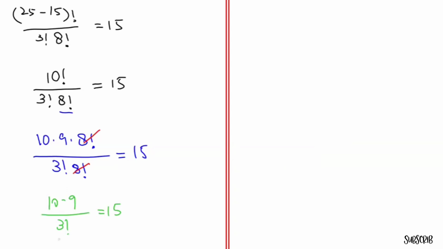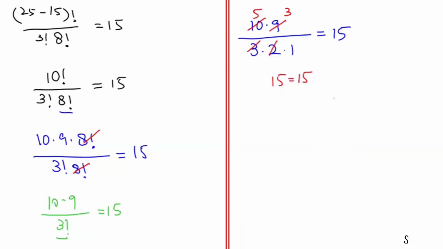Now I am going to write the factorial of 3 here: 10 times 9 over 3 times 2 times 1. As I told you, we can write the factorial in 3 different ways. This will be cancelled out by 5 and this will be cancelled out by 3. So 15 equals 15, the left hand side equals the right hand side. So the value of x, that is 5, is absolutely correct.